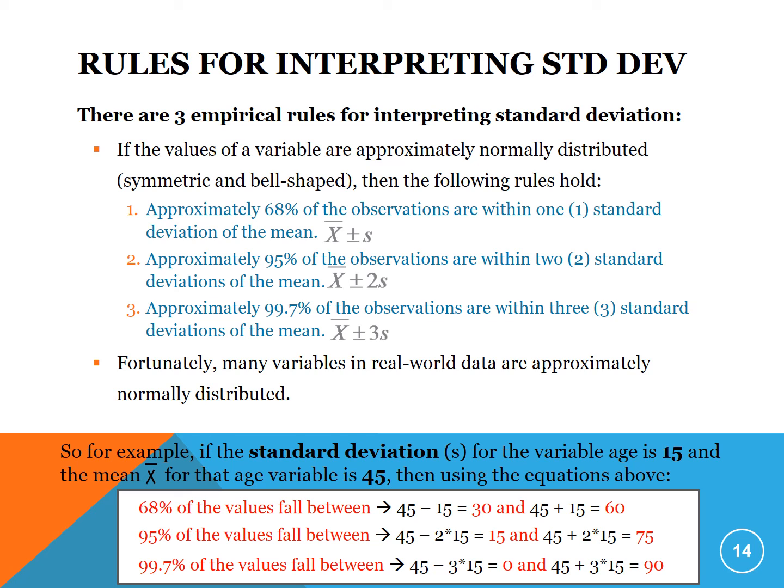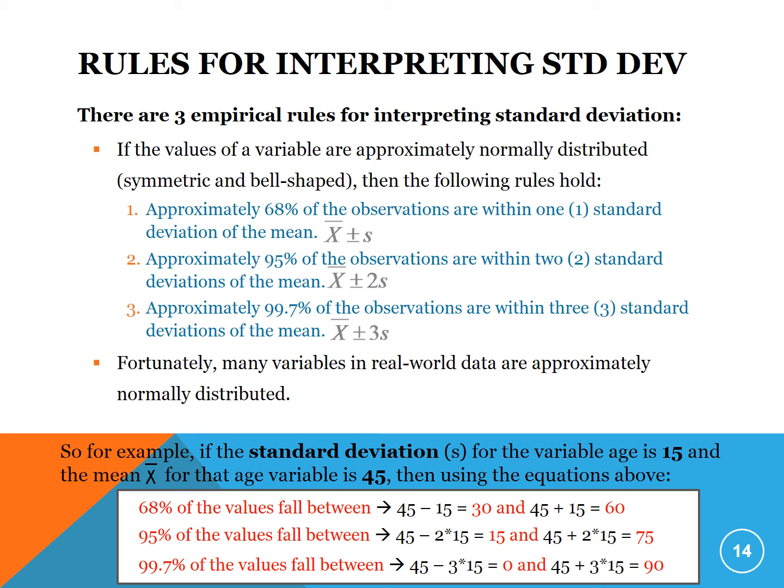So our mean is 45, and we subtract 15, which is our standard deviation. So the lower end of that range would be 30. 45 plus 15 is 60. So 68% of our data fall within 30 years old and 60 years old. So 68% of our data gives us a range of about 30 years wide, right?